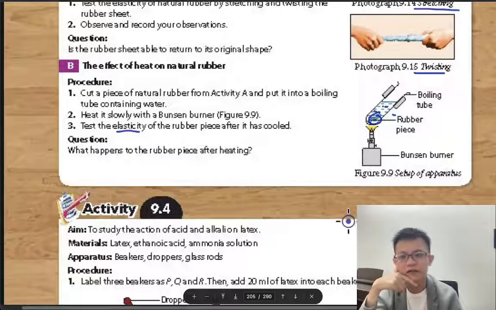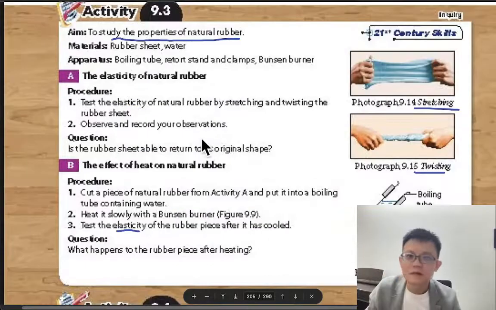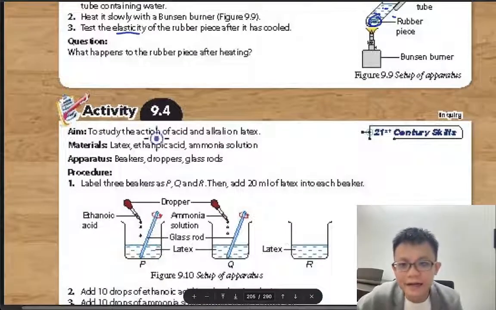I haven't done it. I don't know whether your school will do the experiment or not. Yeah, so you need to, of course, do it. Will it arrange to the original shape? I think it's good. Okay, then after that, acid and alkali on latex.